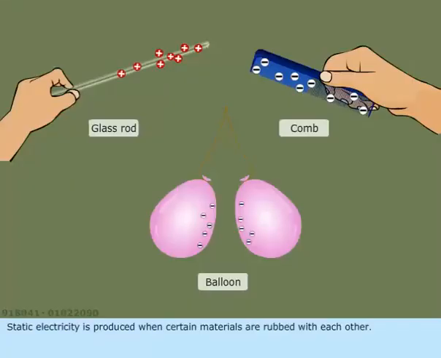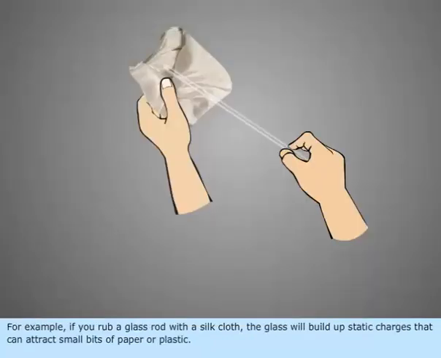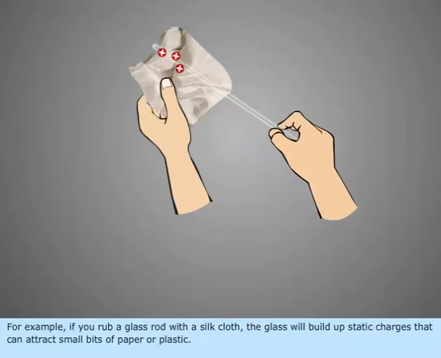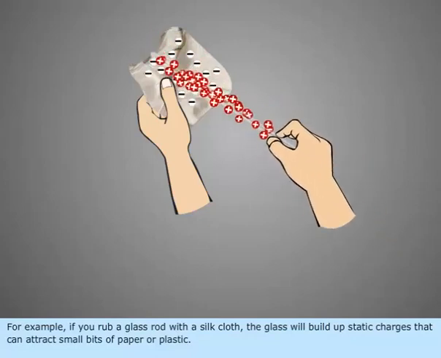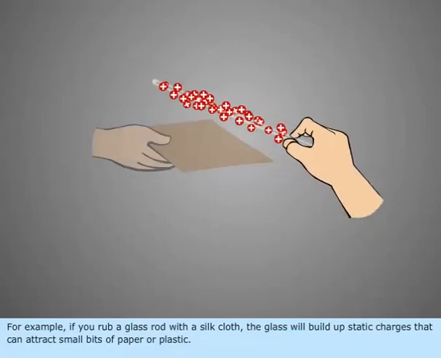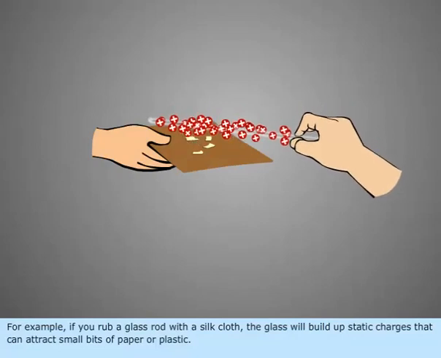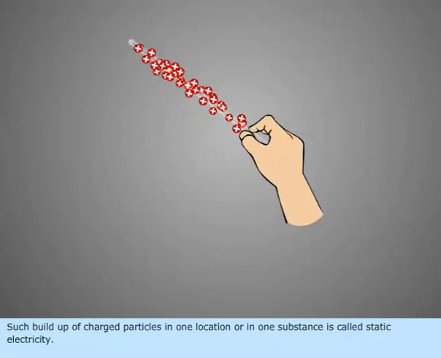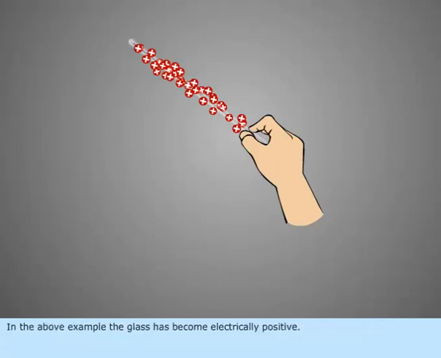Static electricity is produced when certain materials are rubbed with each other. For example, if you rub a glass rod with a silk cloth, the glass will build up static charges that can attract small bits of paper or plastic. Such buildup of charged particles in one location or in one substance is called static electricity. In the above example, the glass has become electrically positive.